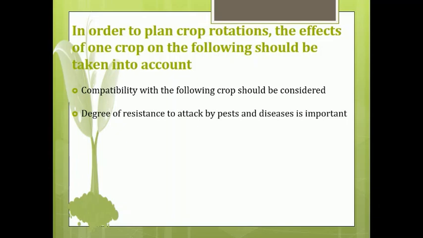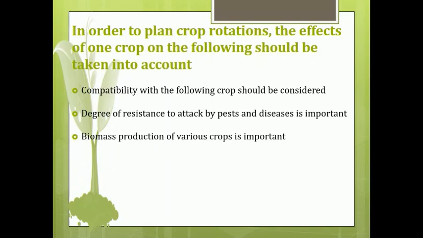The degree of resistance to attack by pests and diseases is also important to consider. Some crops that we select in the crop rotation may be resistant to certain kinds of pests. Those crops are very much suitable for the crop rotation.